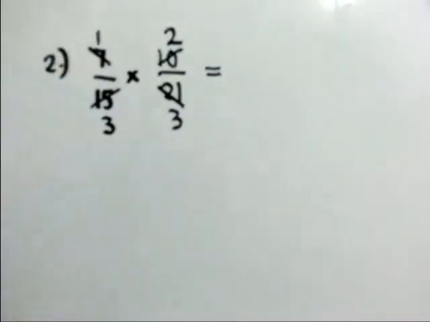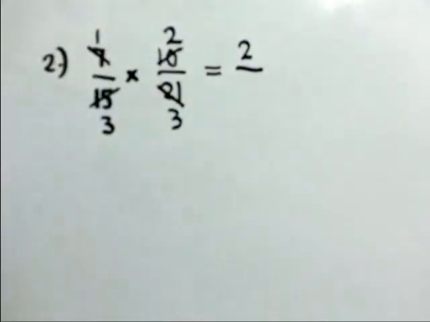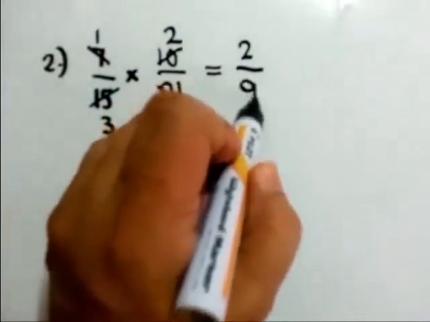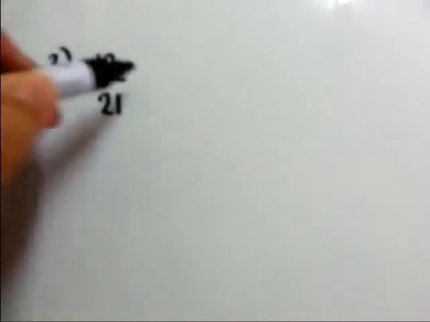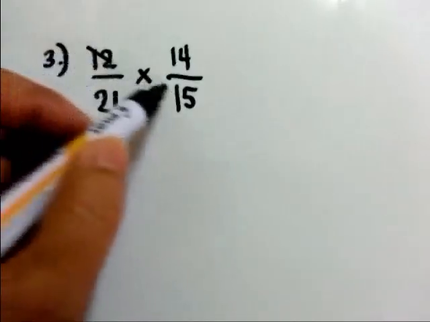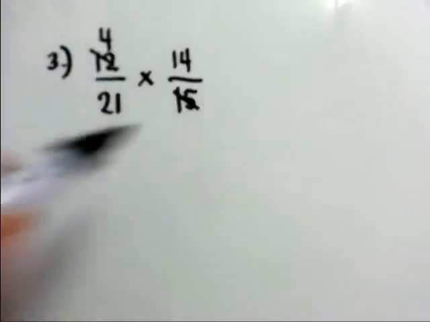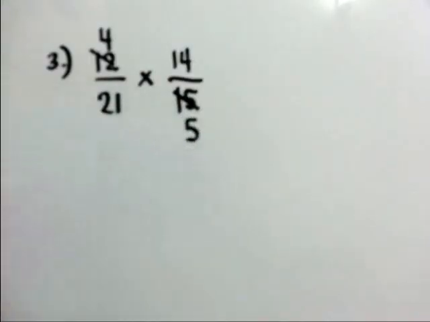We multiply. 1 times 2 equals 2. 3 times 3 equals 9. And we have 2 over 9. Number 3. 12 over 21 times 14 over 15. 12 and 15 are divisible by 3. 12 divided by 3 equals 4. 15 divided by 3 equals 5.